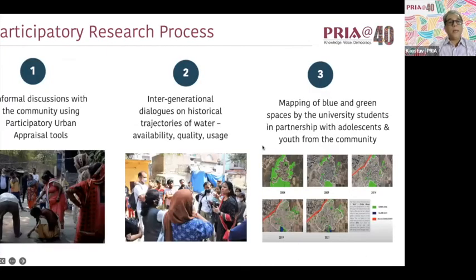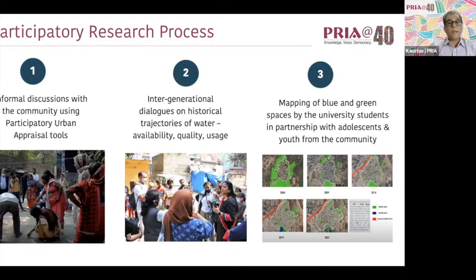But very quickly, the participatory research that we followed in this case, like the first one, we started with informal discussions with the community using various participatory appraisal tools like resource mapping, social mapping, transect walk, Venn diagram. Those are visual tools which engage the community to illustrate the problems, but at the same time, they also try to find solutions once the problems are identified.